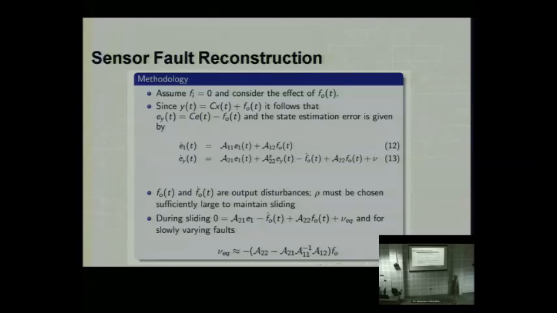We can see that the sensor fault goes everywhere. It appears here in the upper subsystem, and it also appears down here, both in terms of the fault and the derivative of the fault.